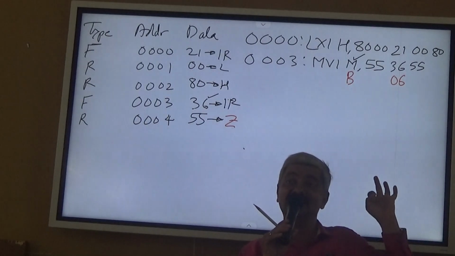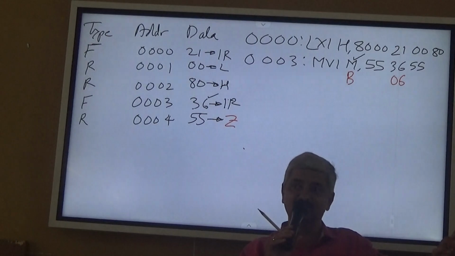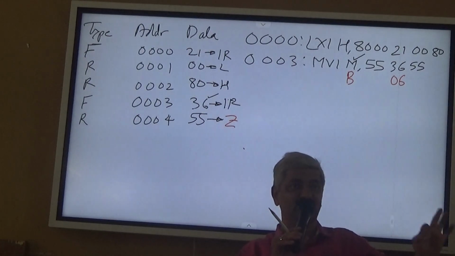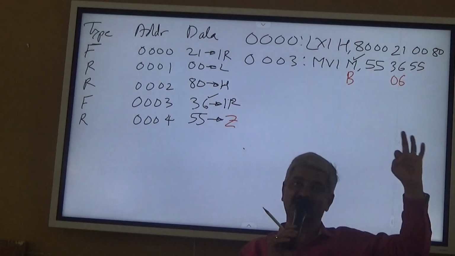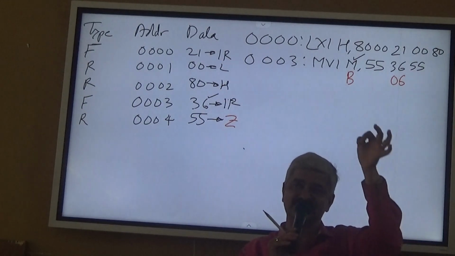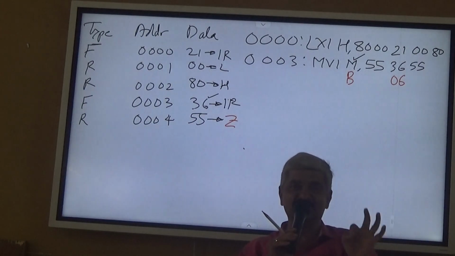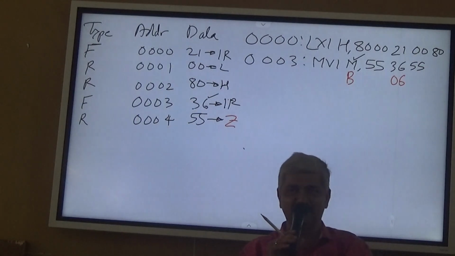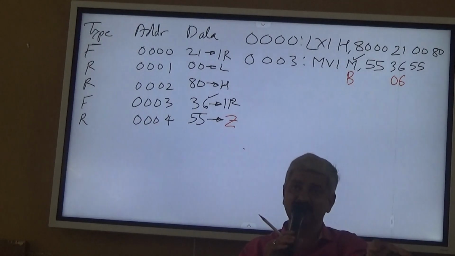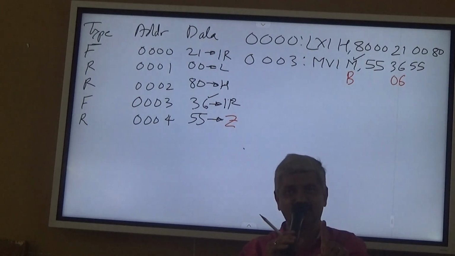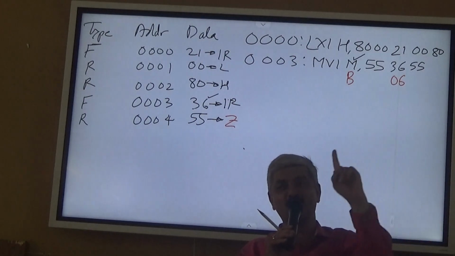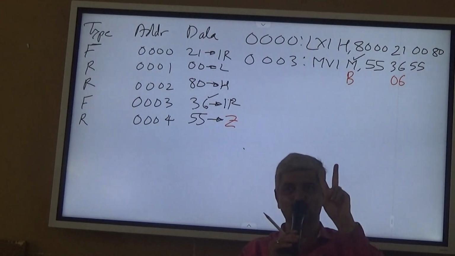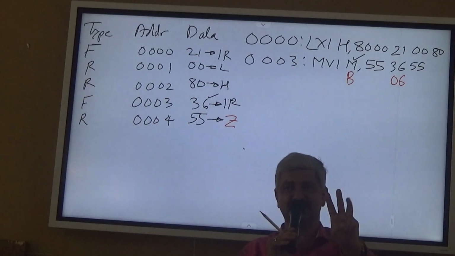8085 has completely read the instruction MVI M 55, but it is not yet executed because the instruction requires 55 to be stored in the external memory at that address, which is 8000 right now. So the instruction is fetched completely, received completely, read completely, understood completely, but it is yet to be executed. Since the execution requires the storing of contents outside in the memory, one more machine cycle is needed. So it is a 2 byte instruction and requires 3 machine cycles.